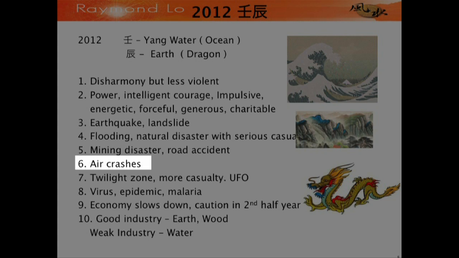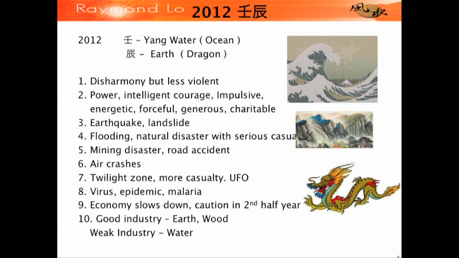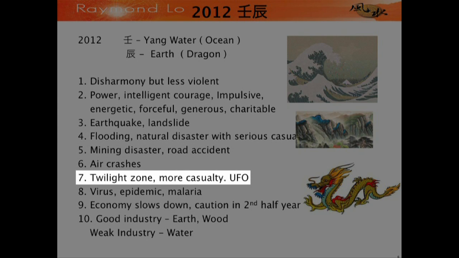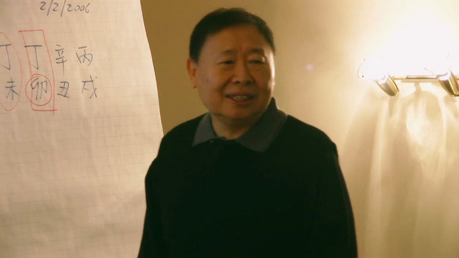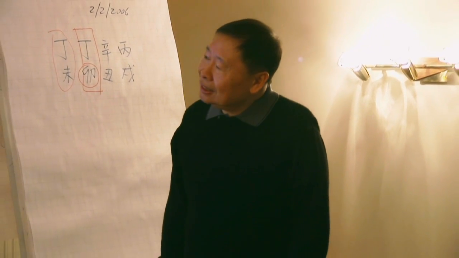And air crashes, we mentioned this because of the dying of the fire element. And next year there's also no fire element. And UFOs. So why do we have more cases of UFO sightings recently?